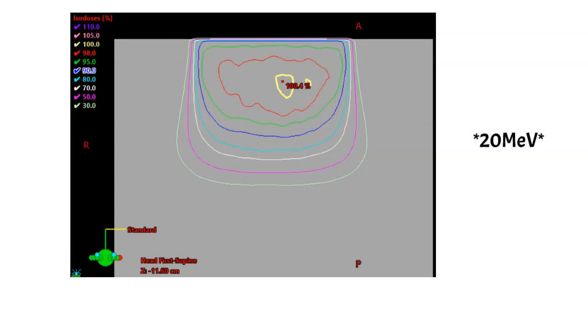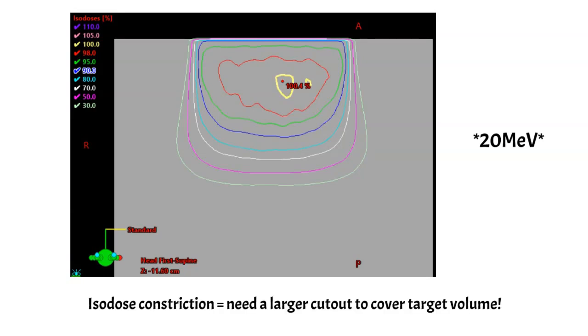This is important for treatment planning. Let's say you had a target that was 3 centimeters in diameter and you wanted to cover it with the 98% isodose line. You would actually need a cutout that was slightly larger than that 3 centimeters, due to this behavior that we're seeing here. Because the isodose lines are constricting inward, you need to compensate for that by having a larger cutout. So that's something you need to consider when designing an electron cutout for a treatment using an electron beam.